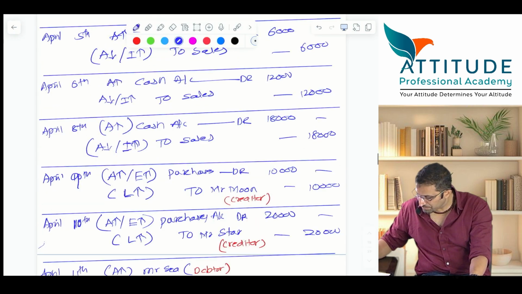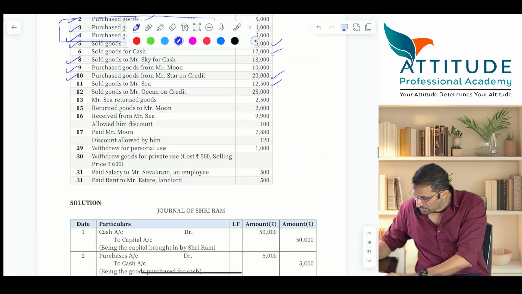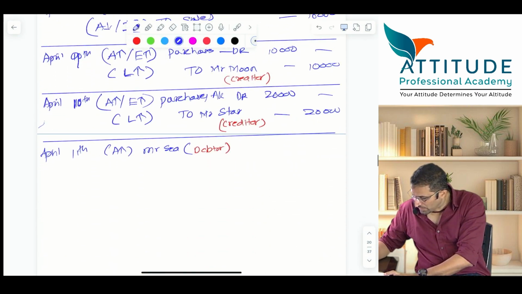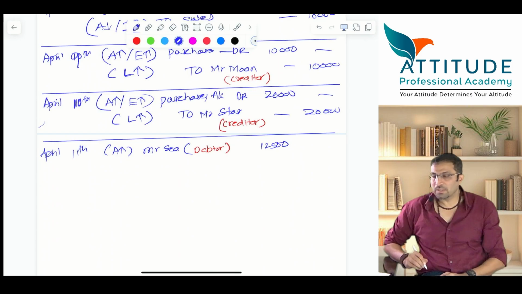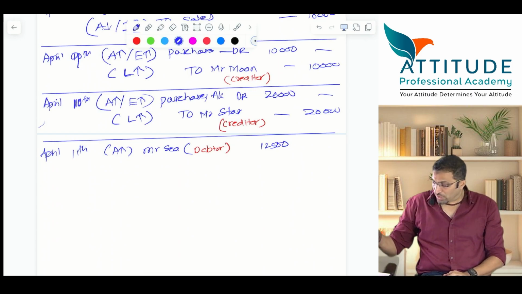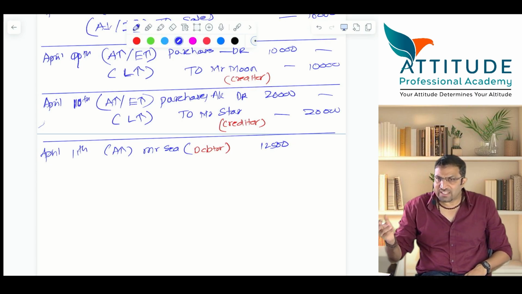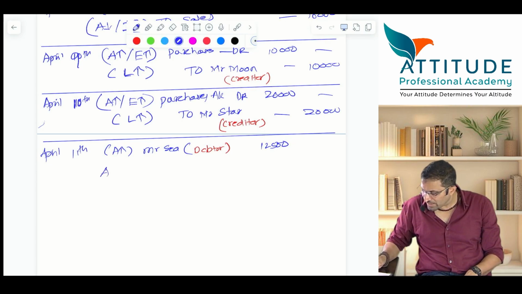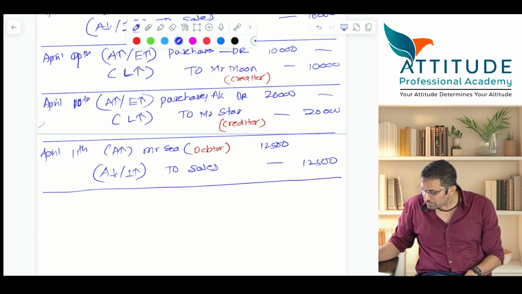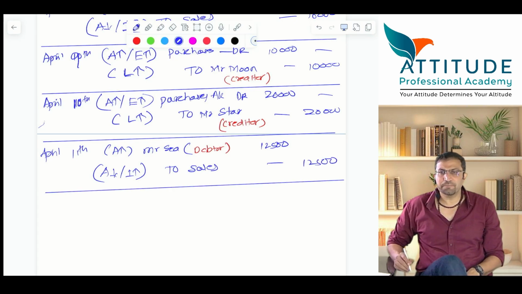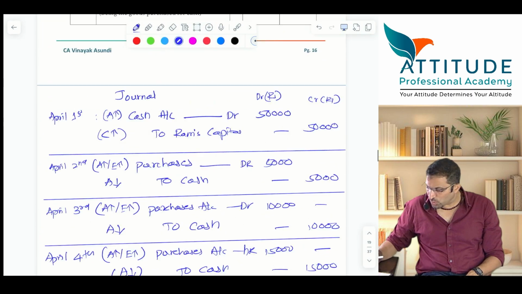What is the amount, guys? 12,500. Great. So you are going to receive the benefit. But what did you give? You have given the goods. And here goods are sold. So asset reduces or income increases. This is to sales, 12,500. Any difficulty? Are you getting it? Next. Shall we go to the 12th one, guys?